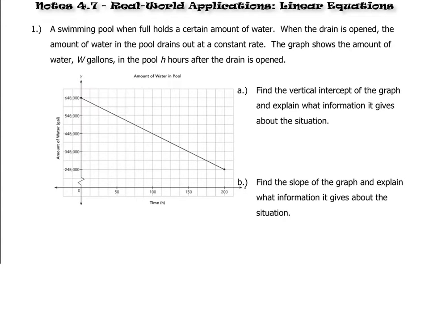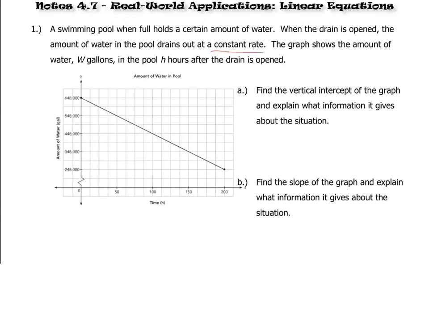This is our last section of this unit. We're going to talk about real-world applications for linear equations. A swimming pool, when full, holds a certain amount of water. When the drain is opened, the water drains out at a constant rate. The graph shows the amount of water, W gallons, in the pool H hours after the drain is opened. Find the vertical intercept and explain what information it gives about the situation.